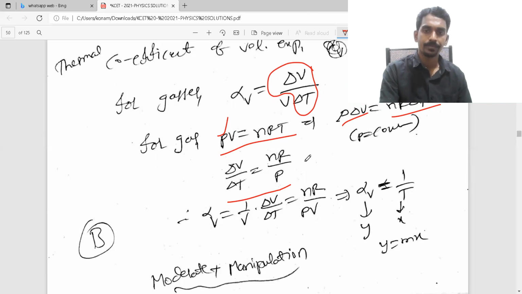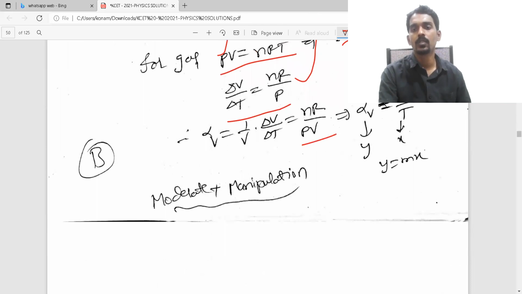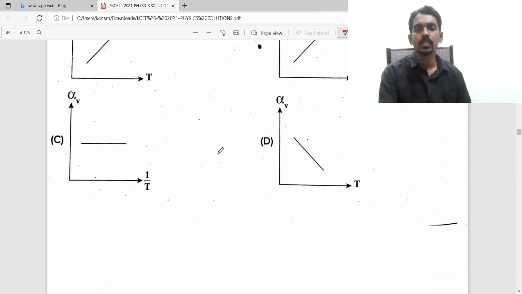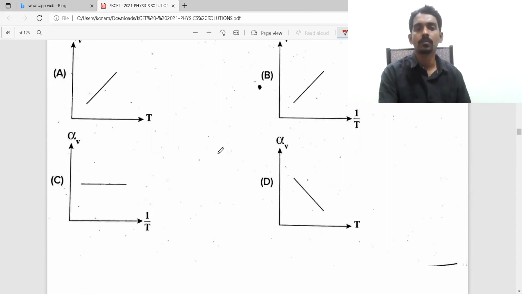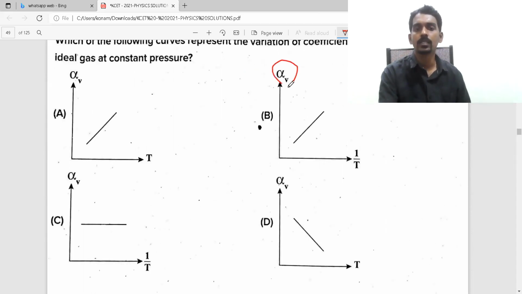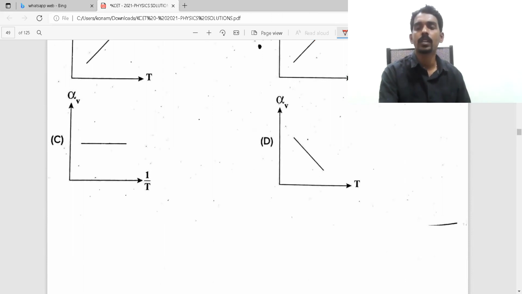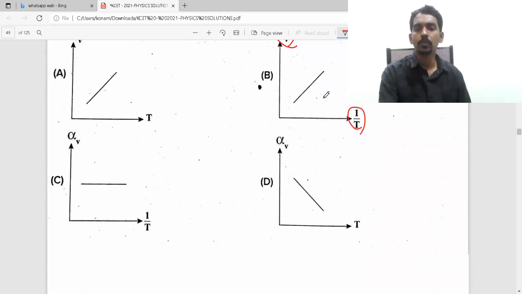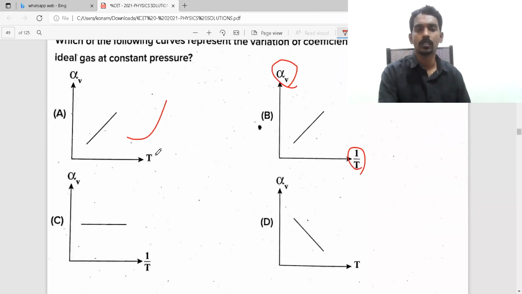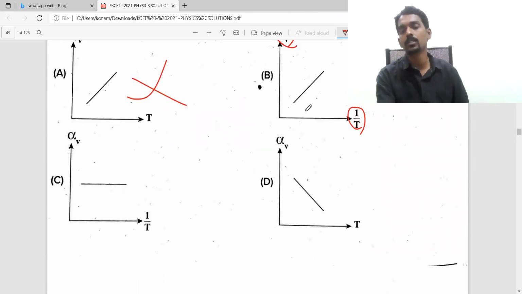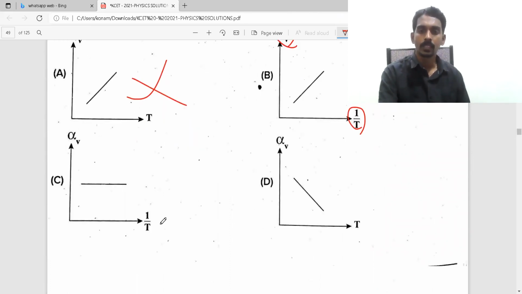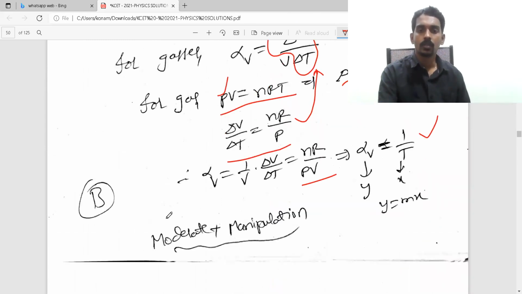then this you can substitute in this equation. If you substitute, then you get 1 by T. So the volume coefficient is equal to 1 by T. That's why the graph must be a straight line passing through the origin, where the y-axis is alpha b and the x-axis is 1 by T, so y is proportional to x. Don't confuse with this one. This is not proportional to T, wrong. This is proportional to 1 by T. That's why it is a straight line passing through the origin. That way you need to understand.